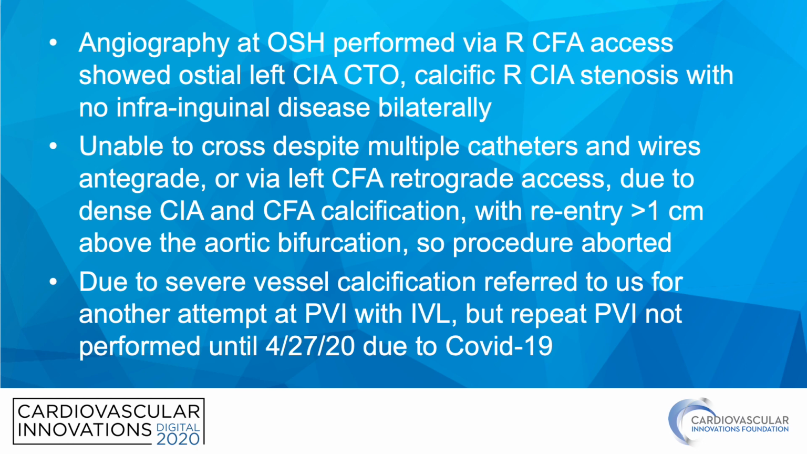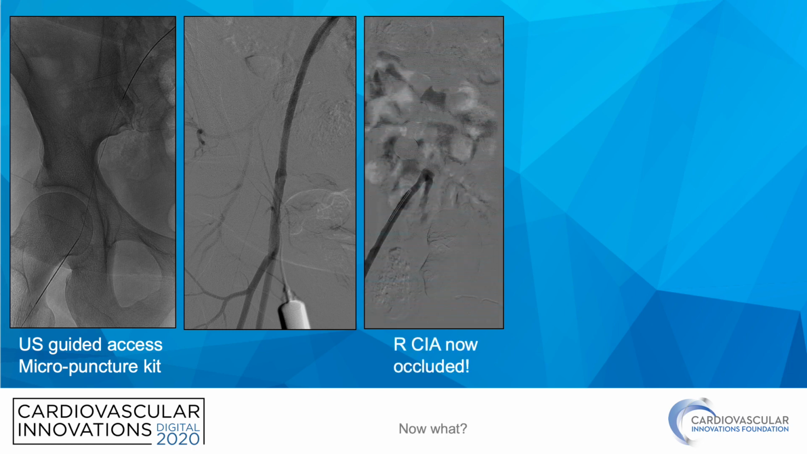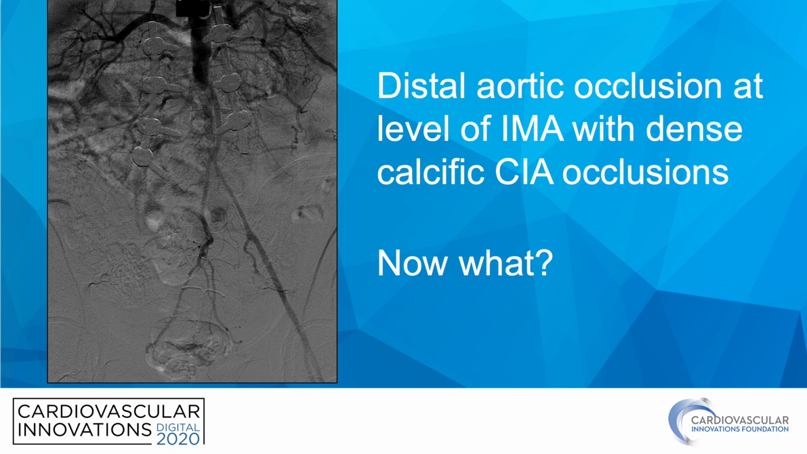Because of our availability of having intravascular lithotripsy at our institution, she was graciously referred for another attempt at peripheral intervention, which unfortunately was delayed until April of this year due to the COVID-19 quarantine. We initially obtained access on the right, and unfortunately her common iliac artery stenosis had now progressed to the point of occlusion. For this reason, we obtained brachial artery access, and additional angiography with aortography showed distal occlusion of the aorta at the level of the IMA with dense calcific common iliac occlusions.